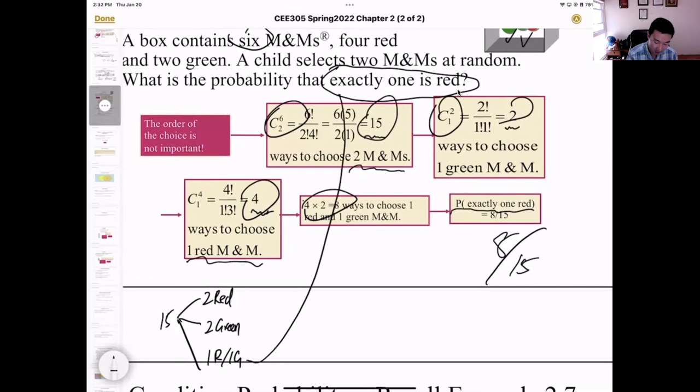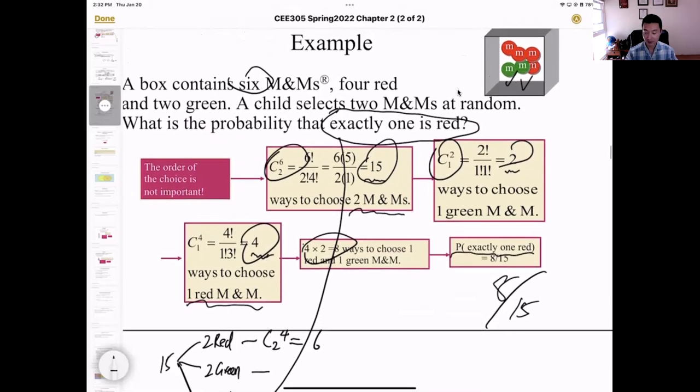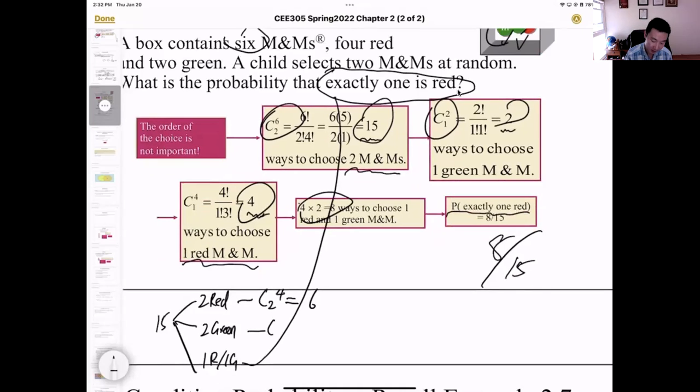And for 2 red, how many ways? We have 4 red candies. We choose 2, and the order does not matter. So that is C(4,2), which is equal to 6. How many ways do we have 2 green candies? We only have 2 green candies, so we choose 2 from 2. That will be C(2,2), which turns out to be 1.